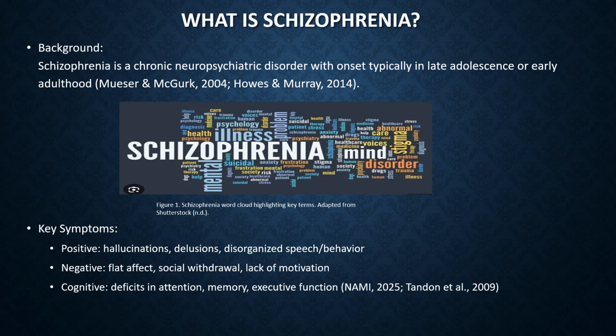Schizophrenia is a severe mental disorder that affects around 1% of people worldwide. It typically appears in late adolescence or early adulthood, and it isn't just about hearing voices. People with schizophrenia often experience positive symptoms like hallucinations and delusions, meaning sensations or beliefs that aren't based in reality. And they may also have negative symptoms such as flat emotional expression, low motivation, or social withdrawal.